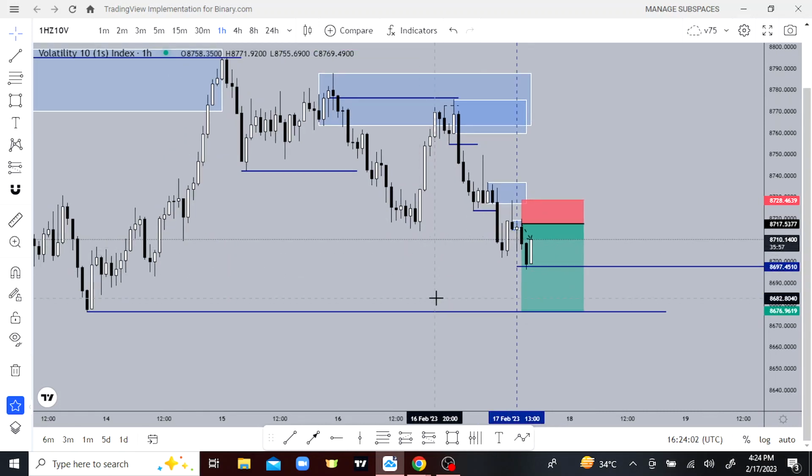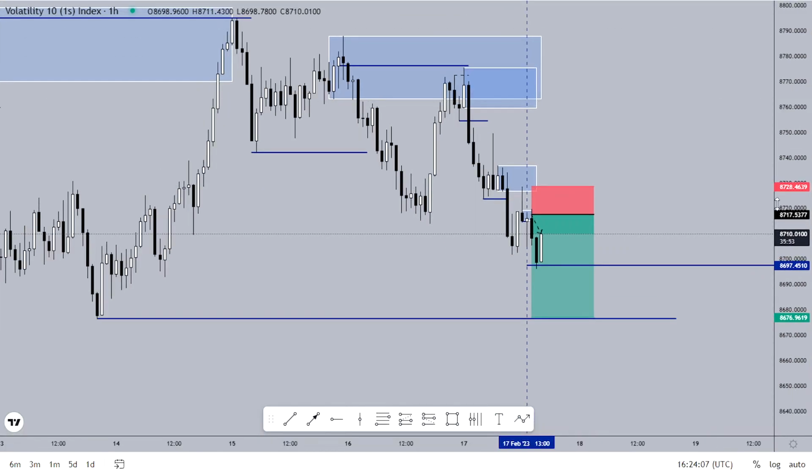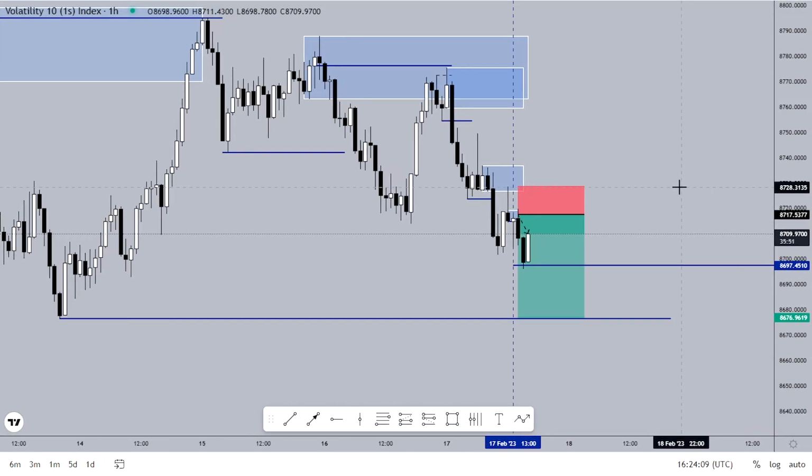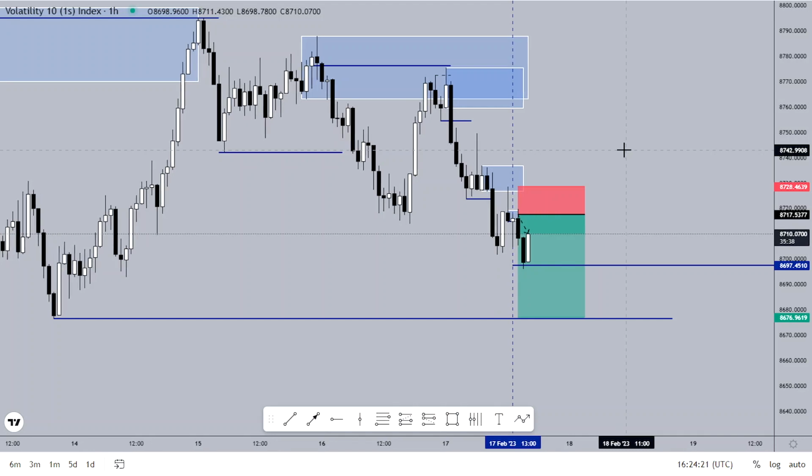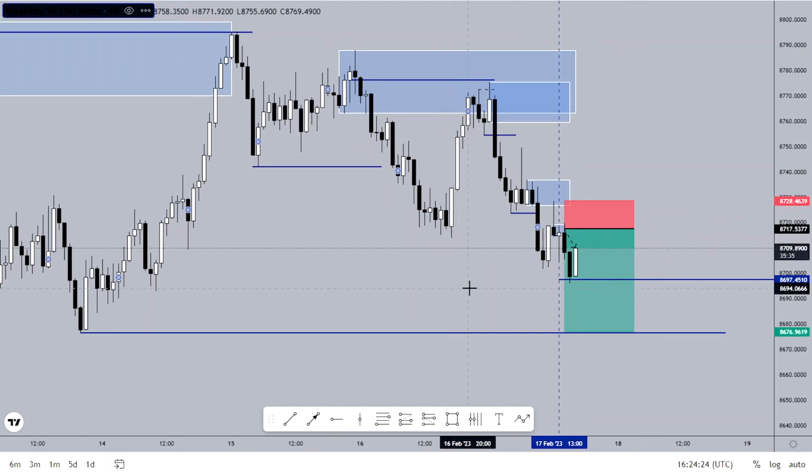So that's how you break down your charts. It's not that complicated. Keep it simple. Start from the daily. Where is the daily going? Where are your daily levels and structural levels? Where is the order flow on 4 hour going? Where is the 1 hour direction? And you just trade based on that.